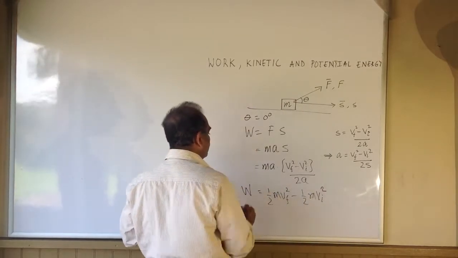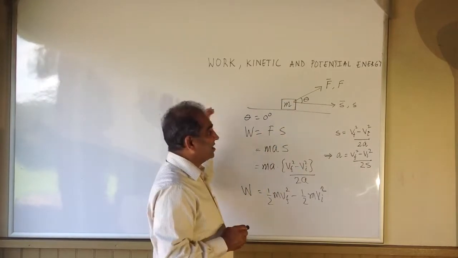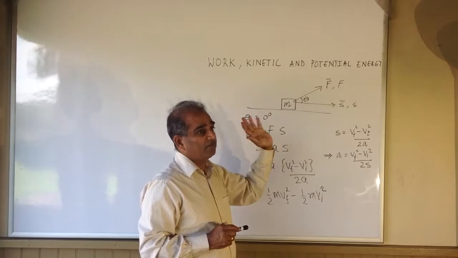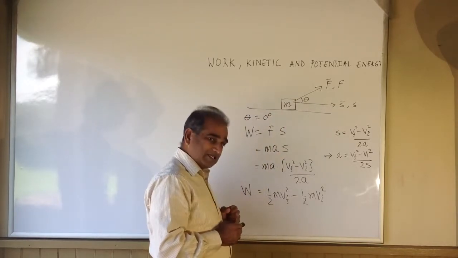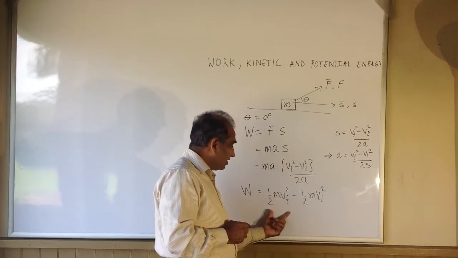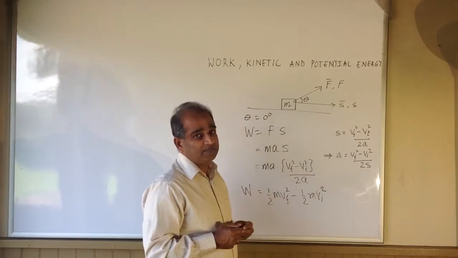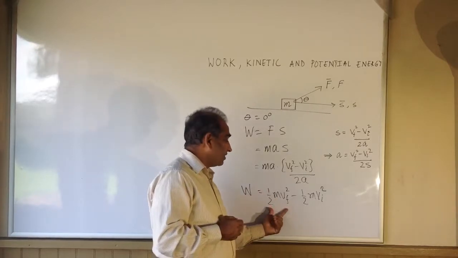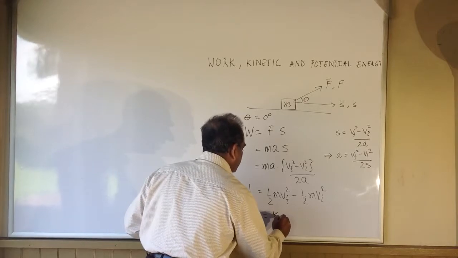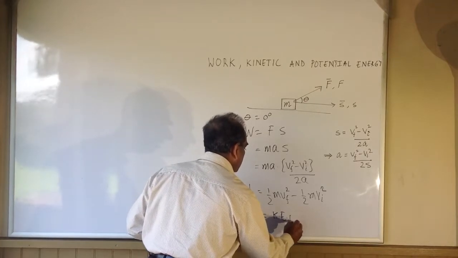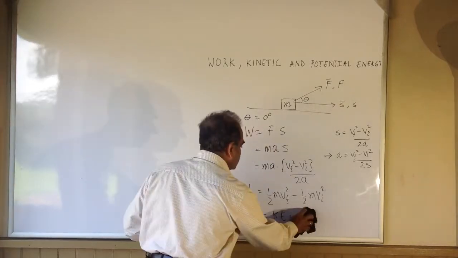This is the work done by the force. So when you apply a force on a body and it displaces the body in the direction of force, then the work done by the force is given by this equation. This quantity and this quantity are called the kinetic energy of the body, but this is final, this is initial. So this is kinetic energy final minus kinetic energy initial.